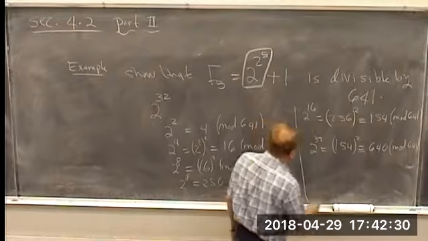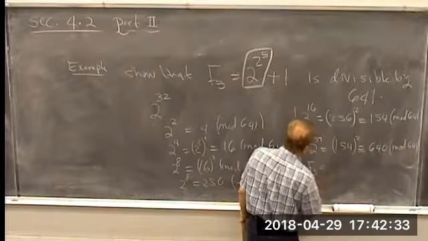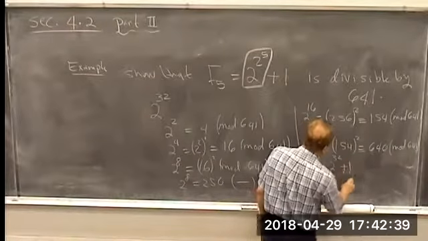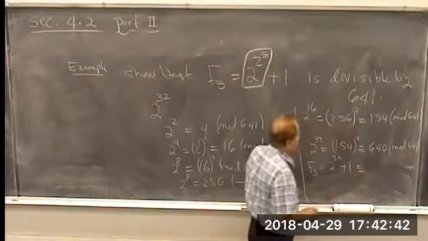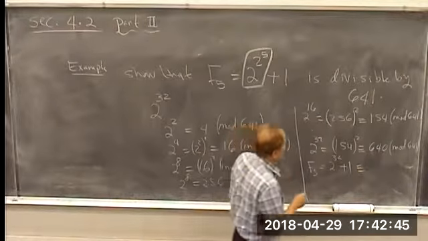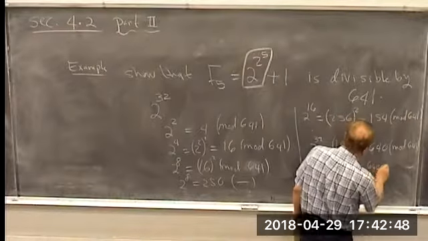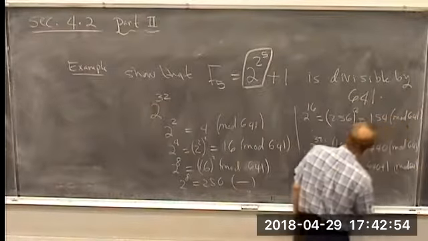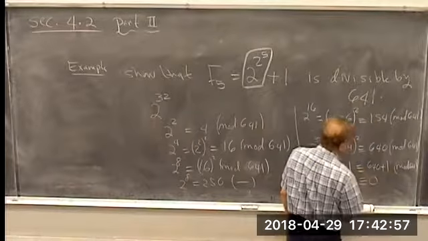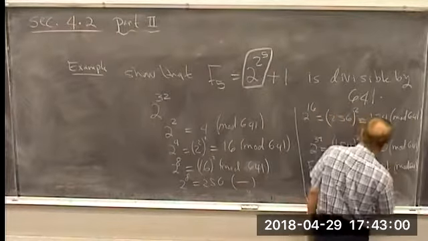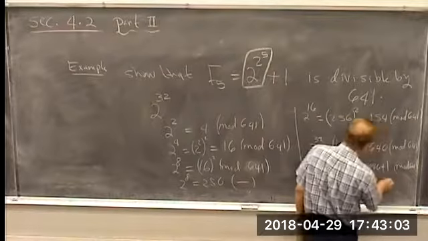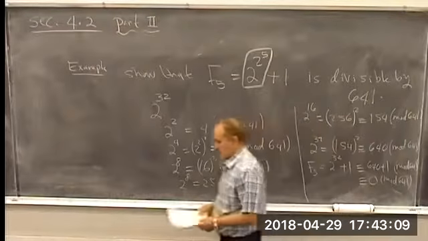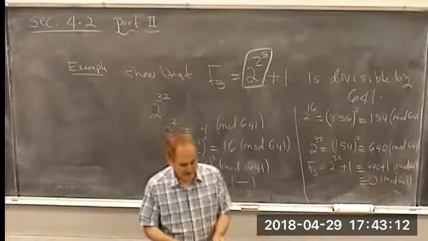Then we finally write F5, which is 2 to the power 32 plus 1. But 2 to the power 32 is congruent to 640, plus 1 mod 641, which is congruent to 0, because it adds up to 641. So yes, it means it divides, because the remainder is equal to 0.